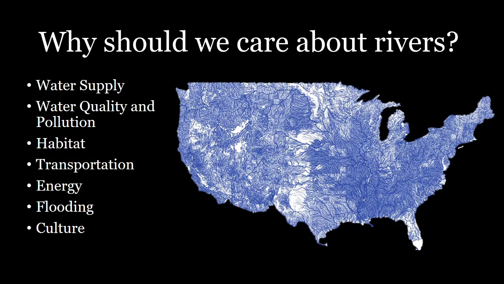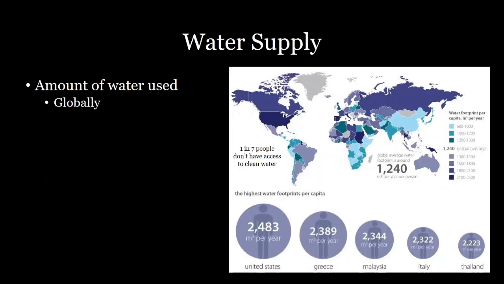So we're going to be talking today about why rivers are so important for our water supply, as well as for water quality and pollution control, for habitat, for transportation of goods, for energy production, for knowing about flooding, as well as culture. And so we'll go through each of these one by one, starting with water supply.